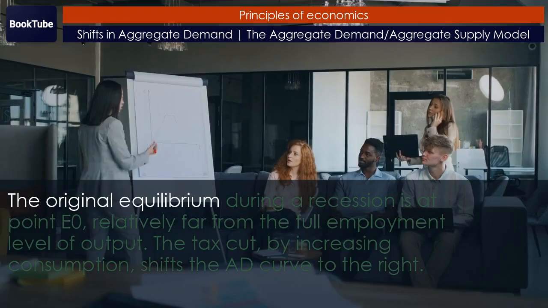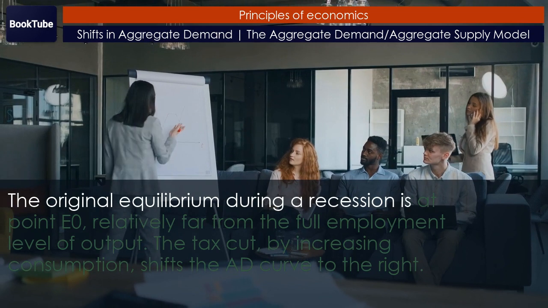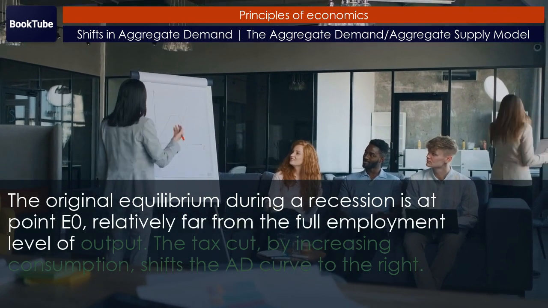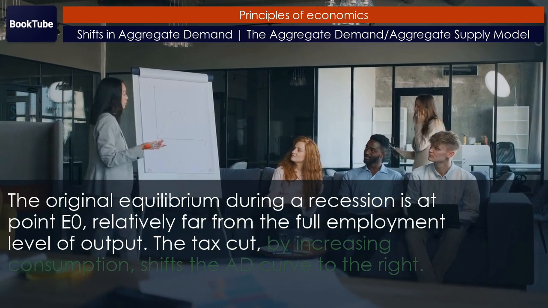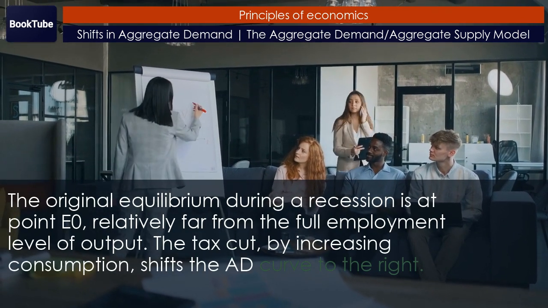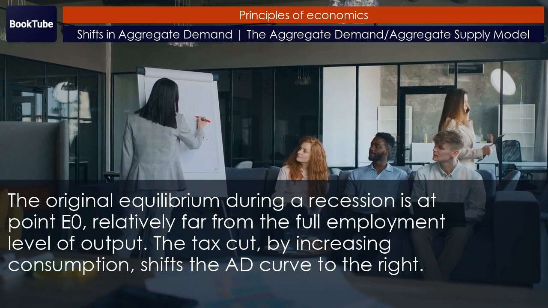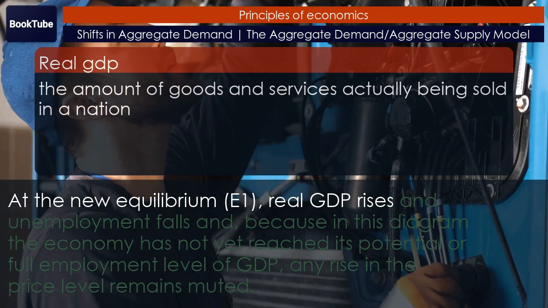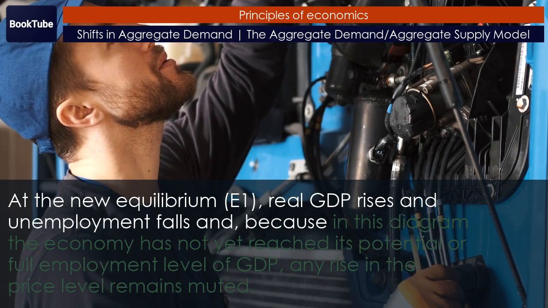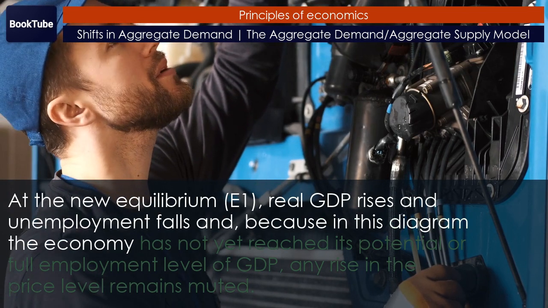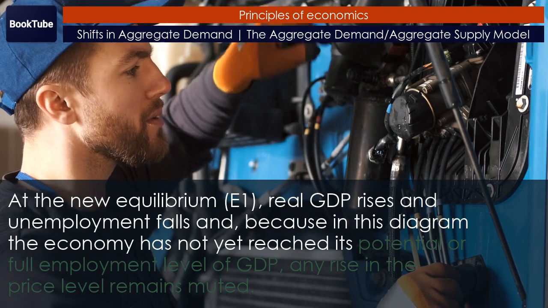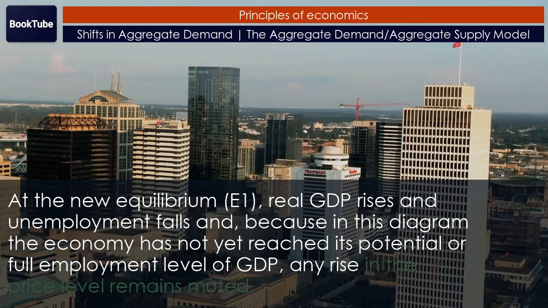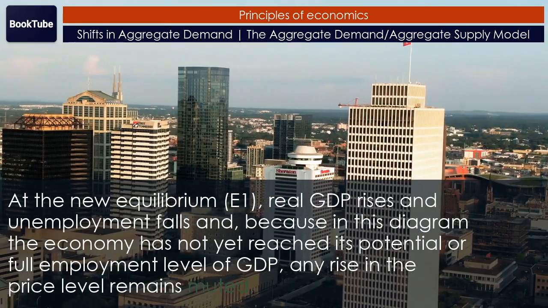The original equilibrium during a recession is at point E0, relatively far from the full employment level of output. The tax cut, by increasing consumption, shifts the AD curve to the right. At the new equilibrium, E1, real GDP rises and unemployment falls, and because in this diagram the economy has not yet reached its potential or full employment level of GDP, any rise in the price level remains muted.